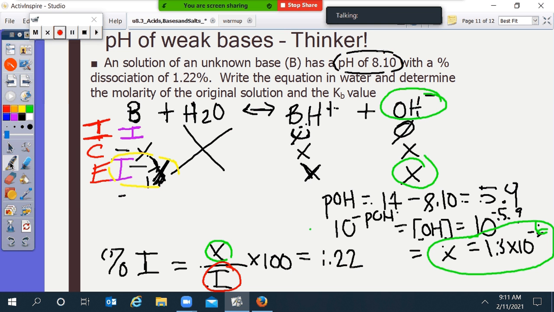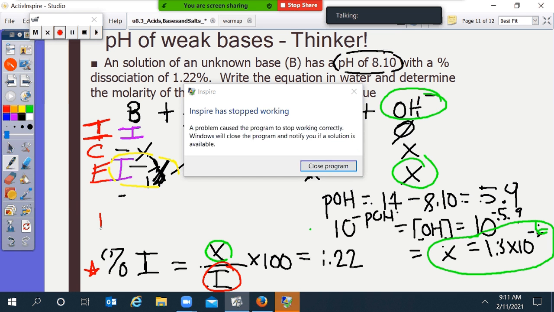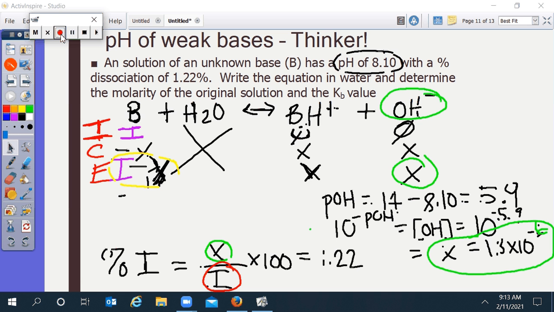Okay, so let's find the original x, or excuse me, I. So what we're going to do is rearrange this equation right here to solve for I. Okay, so when I arrange it to solve for I, oh no, it's going to stop working. Oh, cross your fingers. Do we have sound? We'll see.